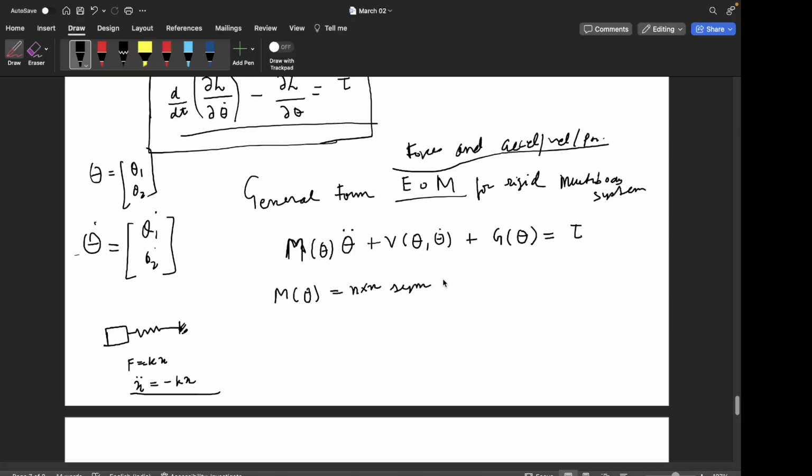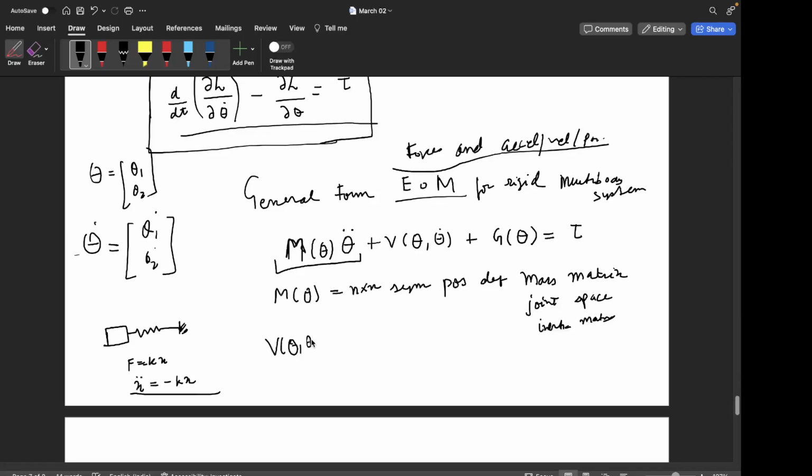Okay, so now this first term is an n cross n symmetric and positive definite matrix. Symmetric and positive definite, very important properties, very, very important. This is the mass matrix or the joint space inertia matrix. Since we are writing in terms of joint angles, it is the joint space inertia matrix, right? You can think of it like a mass times acceleration term, if you would like to relate to 1D problems, right?